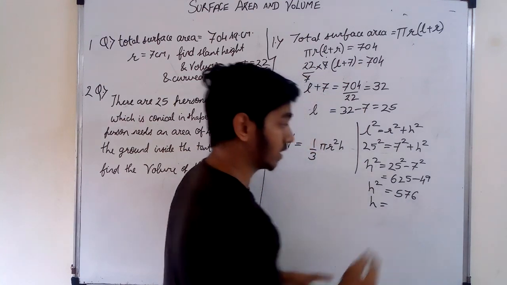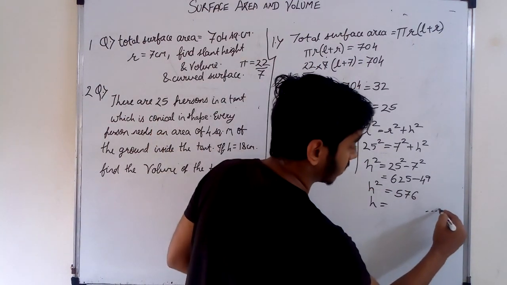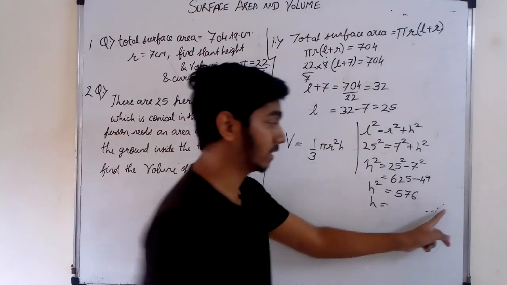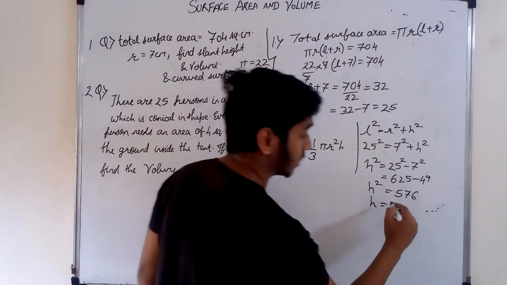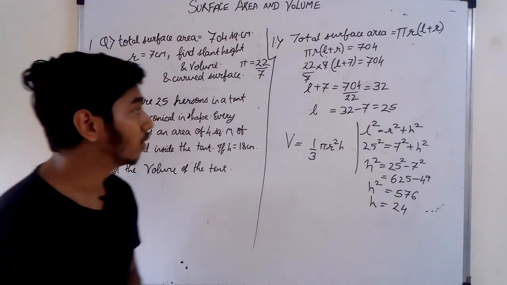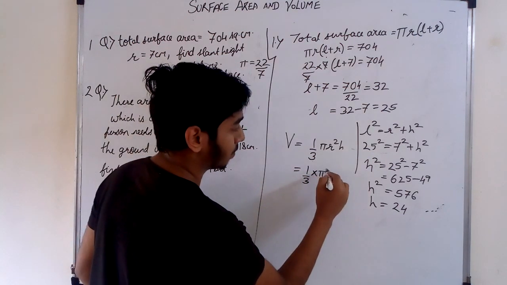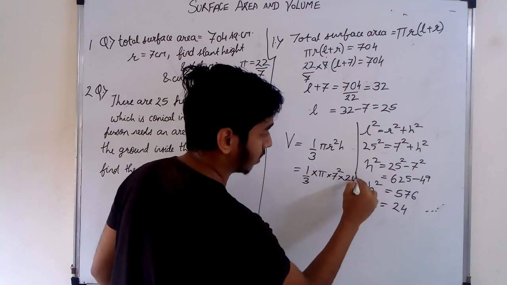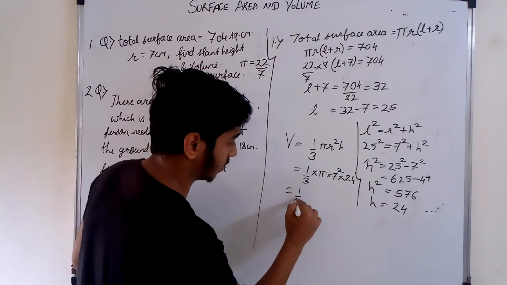Now h will be equal to, taking square root on both the sides. So by taking square root, what do we get? This as 24. So h is 24, okay. So to find volume, simply substitute pi, 7 square, into h is 24. So multiply this and see what you get the answer as.